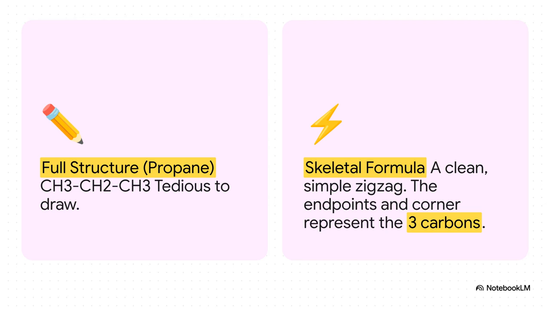On the left, we have propane with all 11 atoms explicitly drawn out. On the right, it's just a clean, simple little zigzag. That's it. This endpoint is a carbon, this corner is a carbon, and that endpoint is a carbon. 3 carbons total. The hydrogens, we just know they're there. It's so much cleaner, faster, and there's zero confusion.